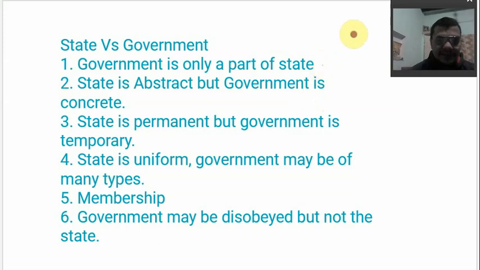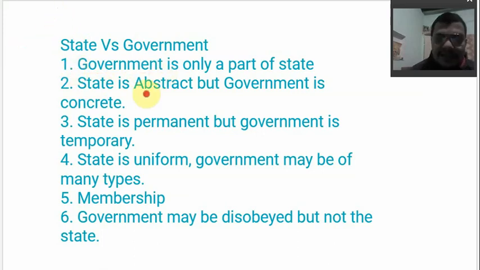We learned yesterday that in order for a state to exist, there are four elements and they are all needed, and they were area, population, government, and sovereignty. So that means government is only a part of it, while the state is a whole. It's a big thing, while government is only a part of it. So if a state is a car, government is only the steering. It is one of the most important things, but it is not the whole body. The whole body is the state and government is only a part of it.